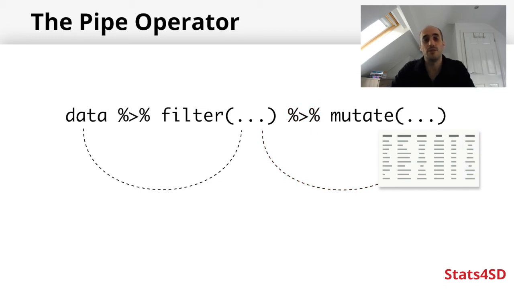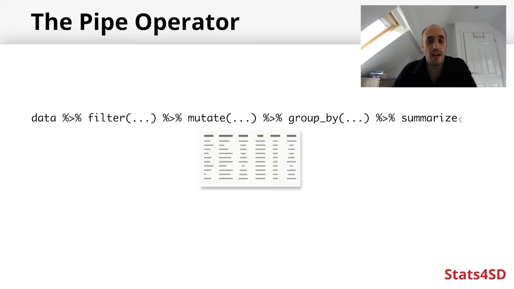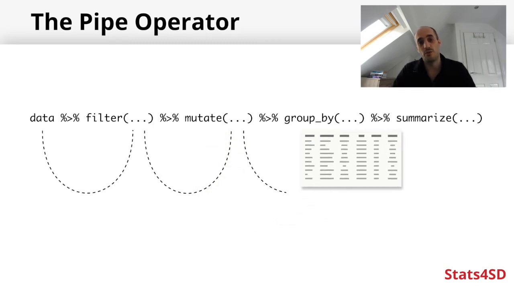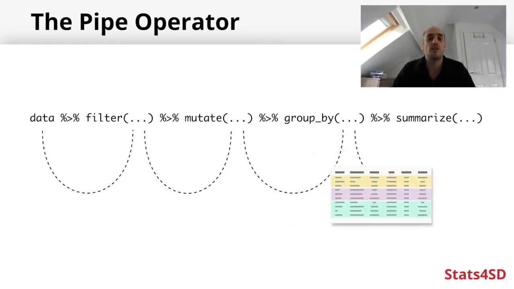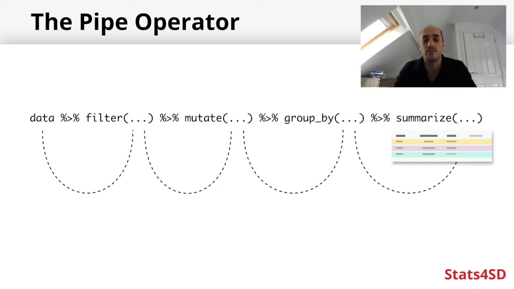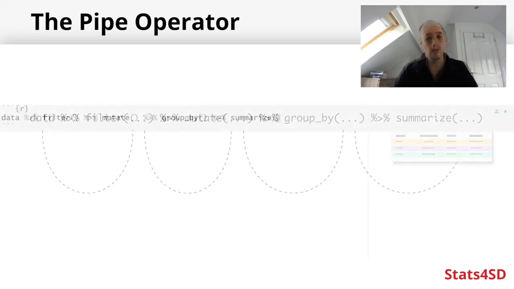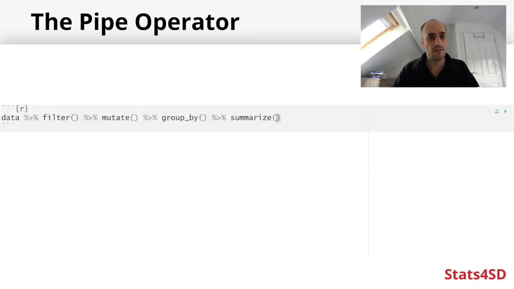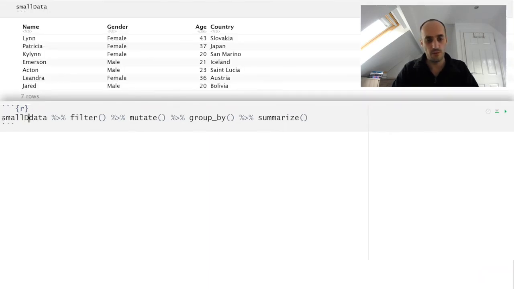And we could continue. I could then add a pipe to tell R to group the resulting data and to calculate some summaries for each of these groups. So let's apply it to our data. Our data is called small data.